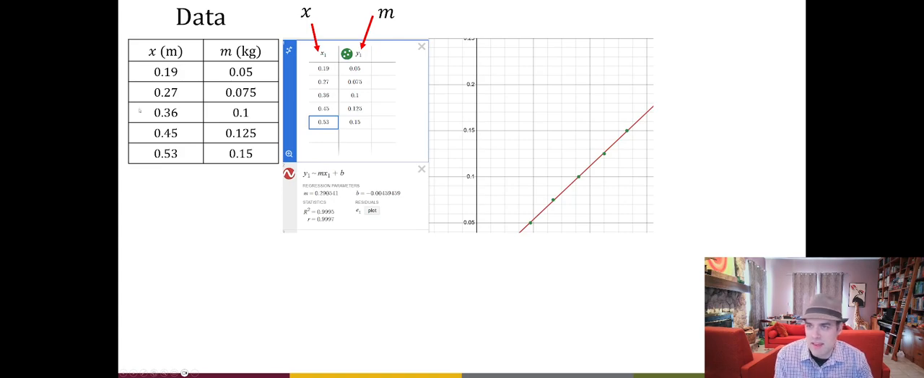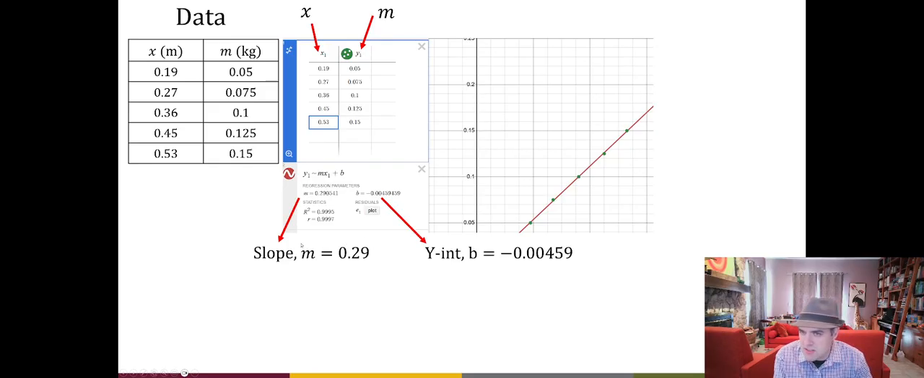So we're going to take that data and plug it into Desmos, and x here is the stretched length, and m here is the mass of our object. And then we're going to be able to pull the slope and the y-intercept from this. Now we've got to be careful here. The symbol for slope is m, and so is the symbol for mass. So we just have to pay attention to which m we're using here.